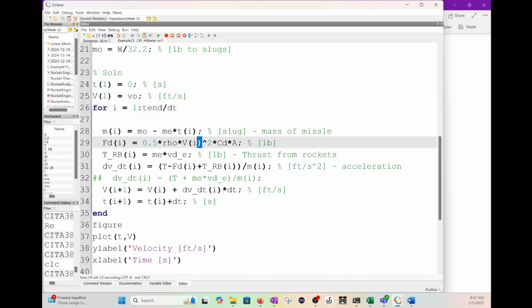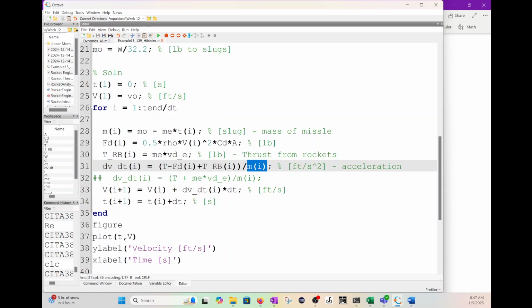And you see how I have a parenthesis i here, because the drag force depends on the velocity, and the velocity of this missile is changing, right? Here's the thrust of the rocket boosters, right? The mass flow rate times this, and this is always constant. This isn't changing in this particular problem. Here is the acceleration that I solved for as a function of time, right? We have an i, which is the thrust of the turbojets minus the drag plus the thrust from the boosters divided by the mass. So this is our acceleration.